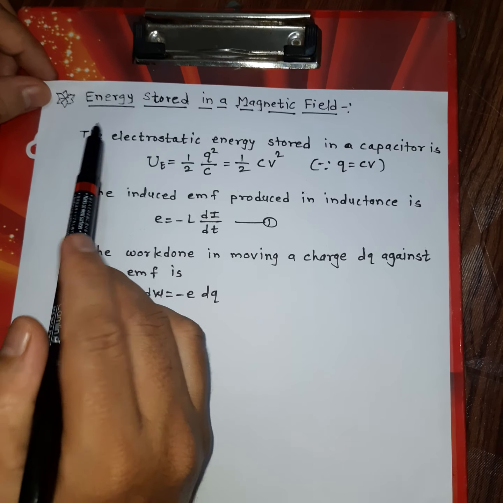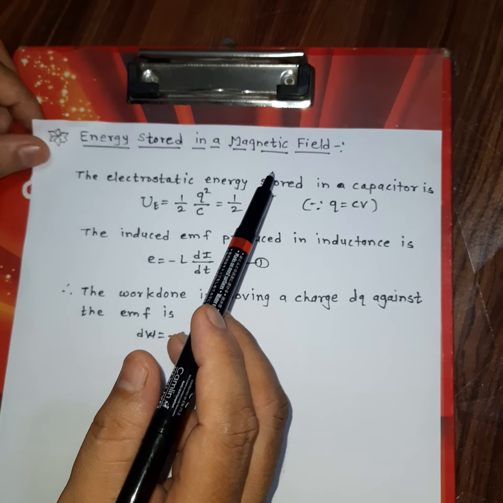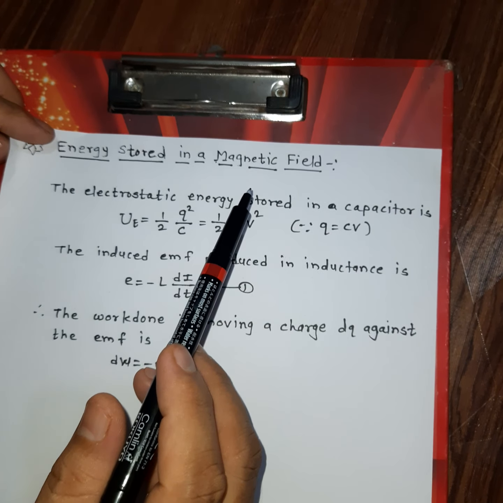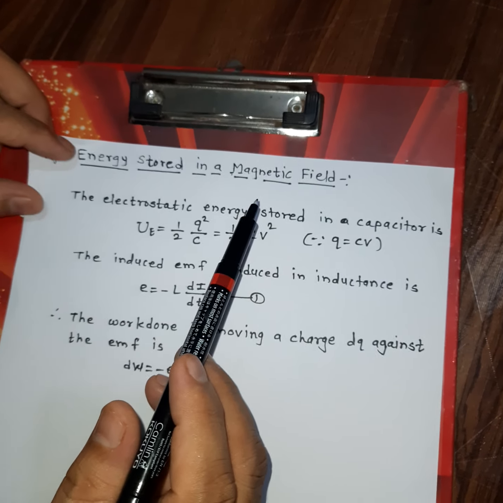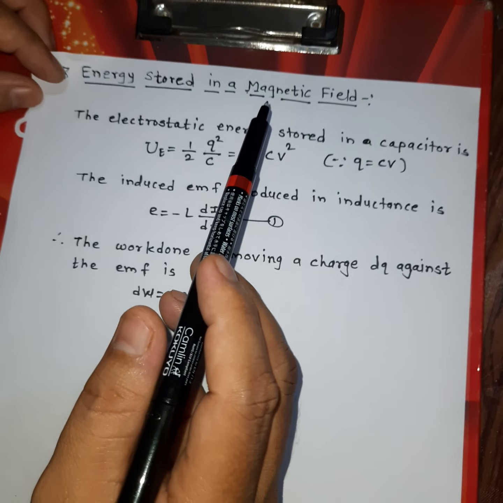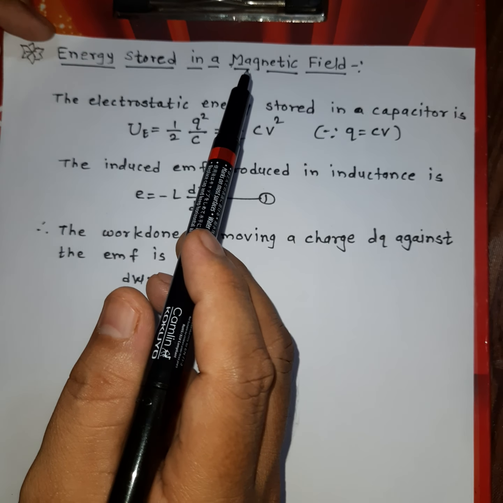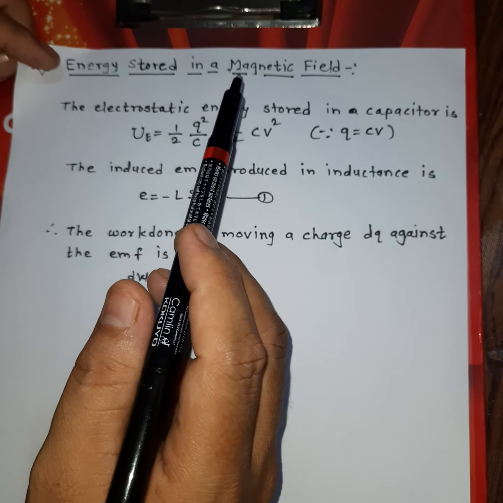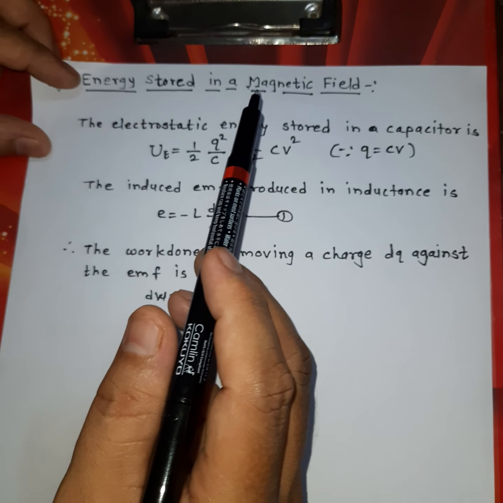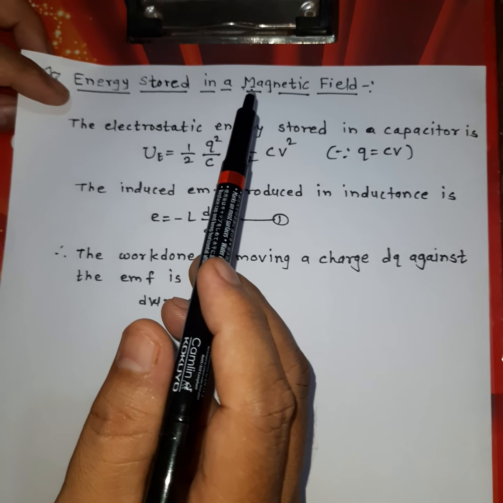Hello everyone. Now we have to find the energy stored in a magnetic field. Previously we have taken that whenever there is a change in magnetic flux linked with the coil, an induced EMF is produced in the coil. And this induced EMF is such as to oppose the rate of change of magnetic flux. That's why some energy has to be spent to overcome it to build up the magnetic field.